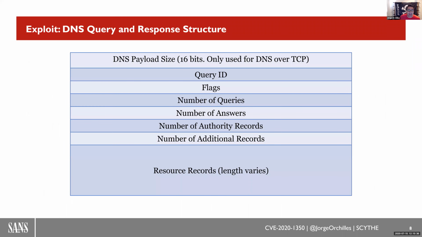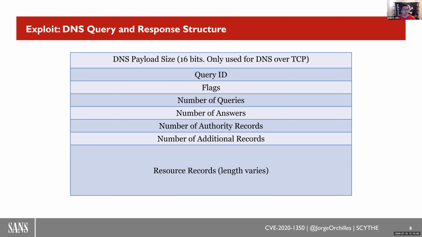So let's dive a little deeper into this particular vulnerability and this issue. And it is with the DNS query and more importantly, the response, right? So DNS payload sizes are generally 16 bits and they're only used for DNS over TCP. There is a query ID.